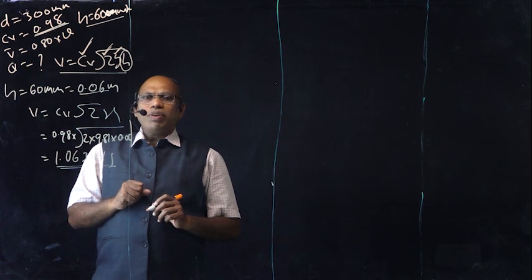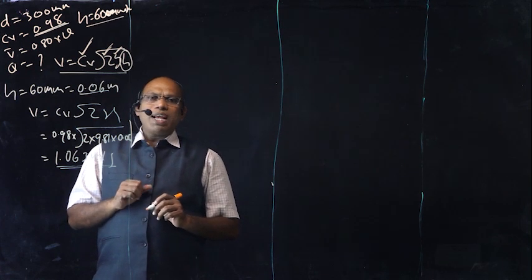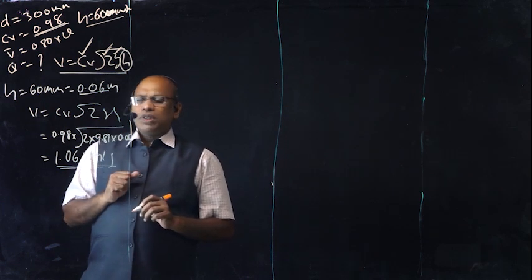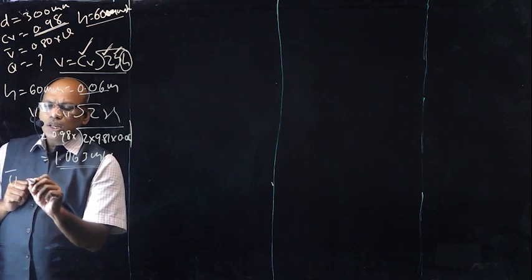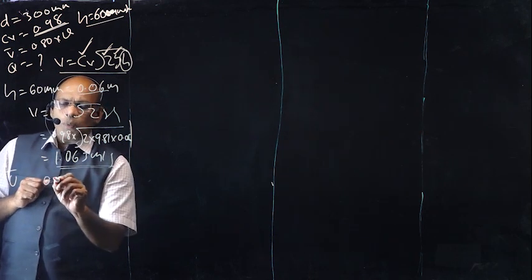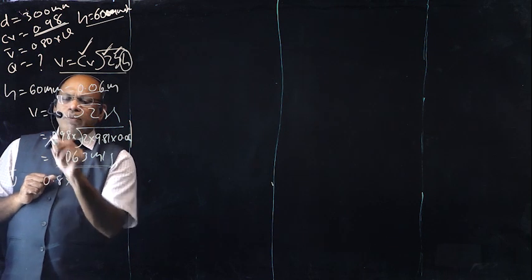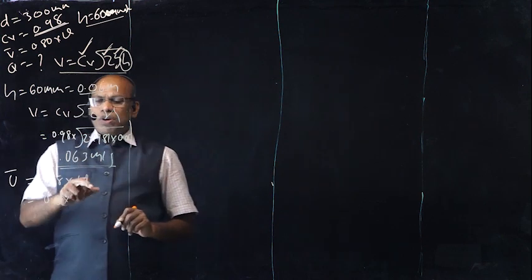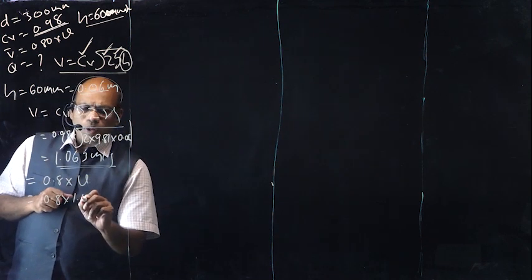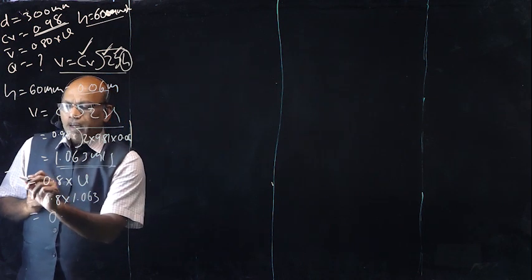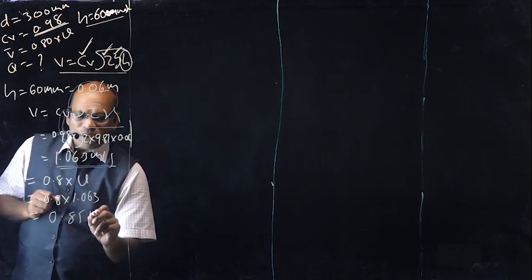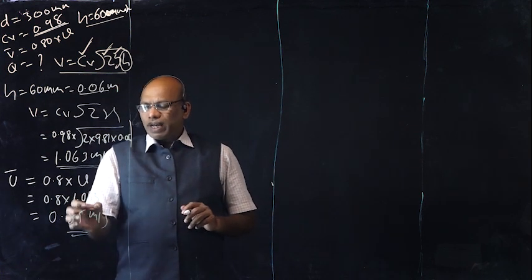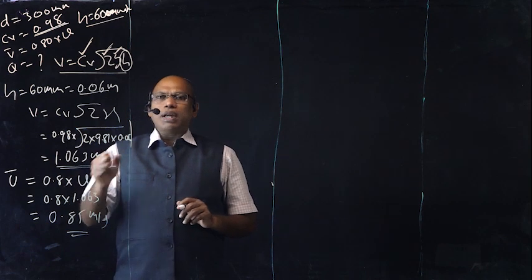But they have given one relation, that the mean velocity is 0.8 times the velocity of the flow in the pipe. Therefore, mean velocity U bar is equal to 0.8 times the velocity in the pipe. This is equal to 0.8 into the velocity of flow determined here, 1.063. The mean velocity is equal to 0.850 meters per second. Now we have determined the mean velocity of flow in the pipe.